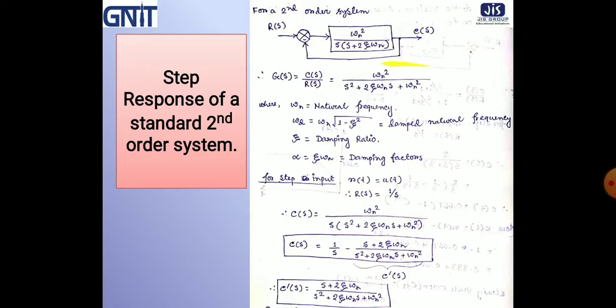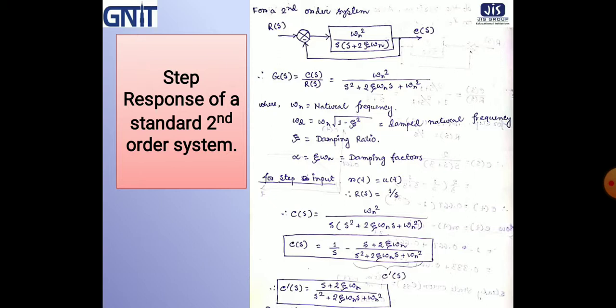Now what will be the closed loop transfer function of a standard second order system? This is our closed loop transfer function after applying the formula: C(s) by R(s) is equal to G(s) by 1 plus G(s) into H(s), where G(s) is equal to omega n square divided by s into (s plus 2 zeta omega n), and H(s) is equal to 1.